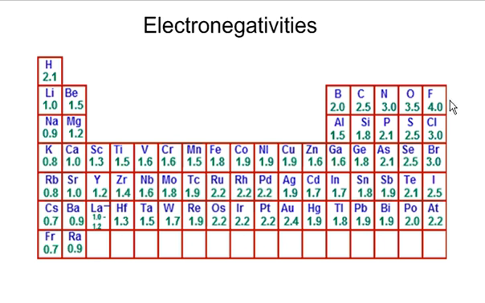Fluorine is the most electronegative element on the planet with an electronegativity of about 4.0. The least electronegative are in the opposite corner of the periodic table. Cesium and francium have an electronegativity of about 0.7.